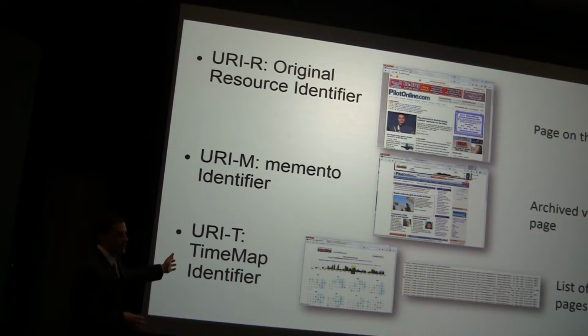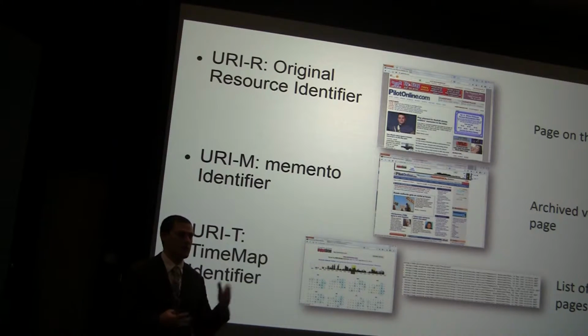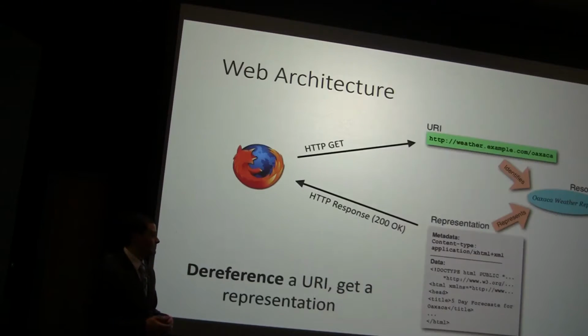And finally, we have something called a time map, and a time map is identified by a URI-T, and a time map is a machine-readable list of mementos of a particular resource.